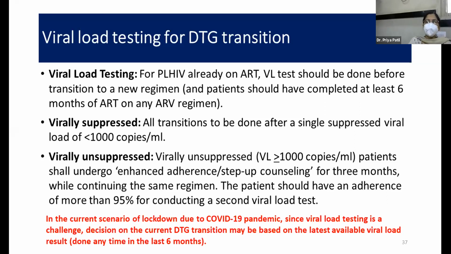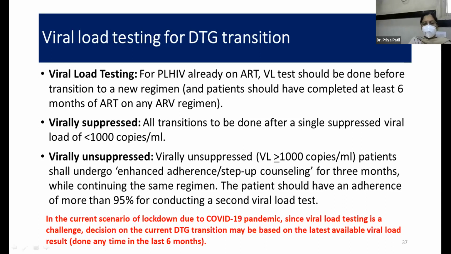Patients should have completed at least 6 months of ART on any ART regimen. Virally suppressed: all transitions to be done after a single suppressed viral load of less than 1000 copies. And here the dolutegravir dose will be 50 mg OD in the groups which we saw now. Virally unsuppressed: with viral load more than 1000, patients shall undergo enhanced adherence step-up counseling for 3 months while continuing the same regimen. The patient should have an adherence of more than 95% before conducting a second viral load test.